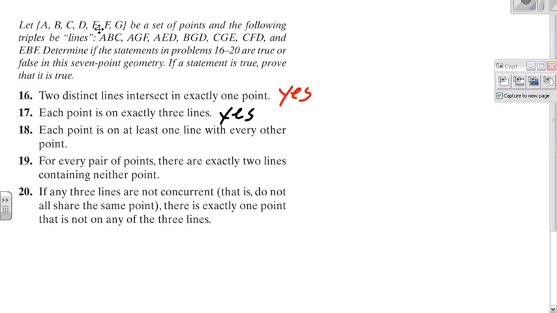Point E, need to make sure that it's in lines with F and G. Here's E with G and E with F. Now we're going to find F and G in the same line. Here it is in AGF. So yes, every point is in a line with every other point.